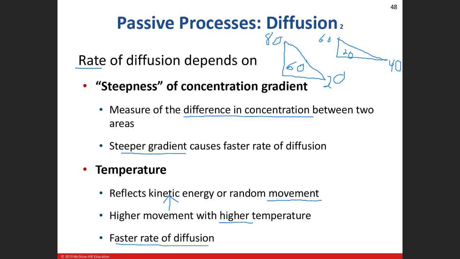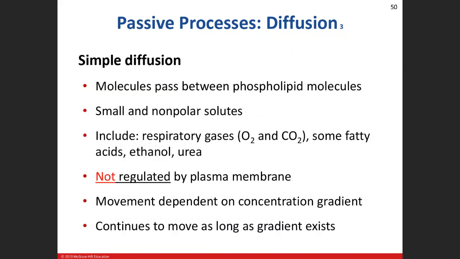Because the molecules get excited. This is a little bit of an easier concept if you've taken chemistry and physics before. Once you increase the heat, the temperature of that environment, it excites the molecules and increases their kinetic energy. And kinetic energy is that energy that we get from motion. All right, so let's now talk about a specific type of diffusion.